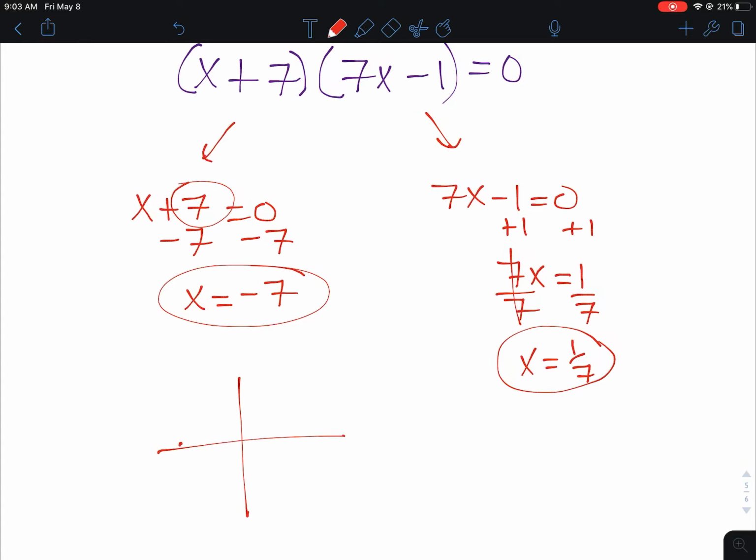So when you're graphing this, that's very crooked, we have a zero at negative 7 and a zero at 1/7, which is really, really close, right? And then both arrows go up because it was positive, okay? So give yourself some practice.